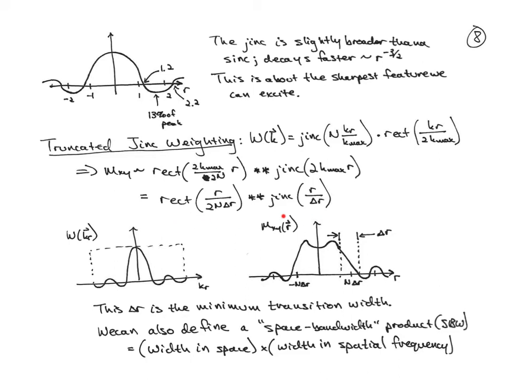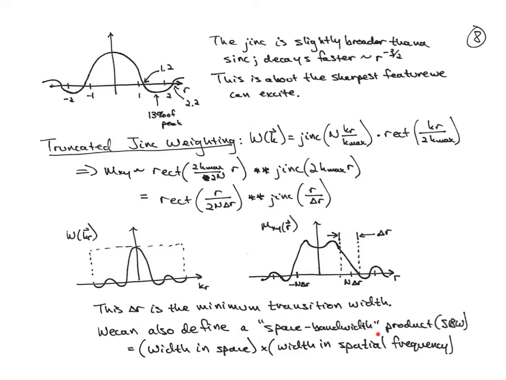And so then the overall pattern that we're going to excite will be a radial rect convolved with a jinc function. So here's the k-space weighting that we would do. It's this jinc function multiplied by the rect function as a function of kr. And if you take the Fourier transform of that, Mxy of r is going to be this sort of plateau, but with some rippling across it due to the convolution with the jinc function due to the finite k-space support. This delta r here is the minimum transition width that we can achieve given this spiral trajectory.